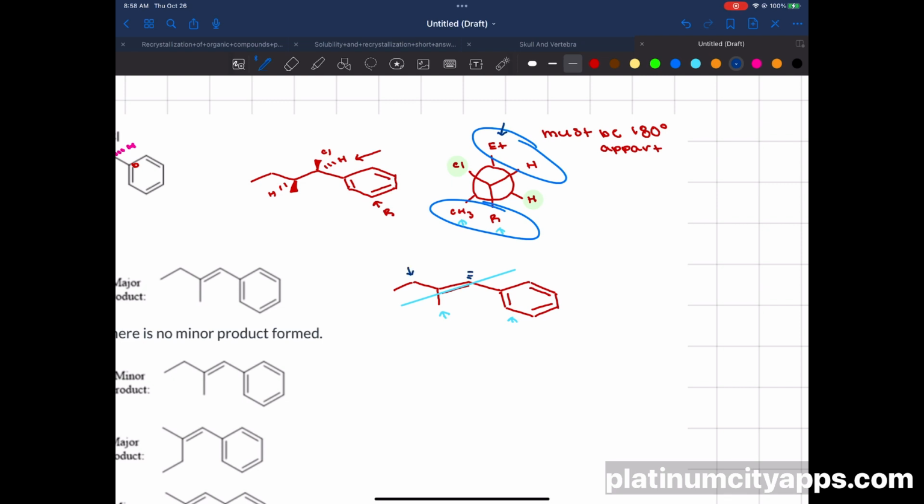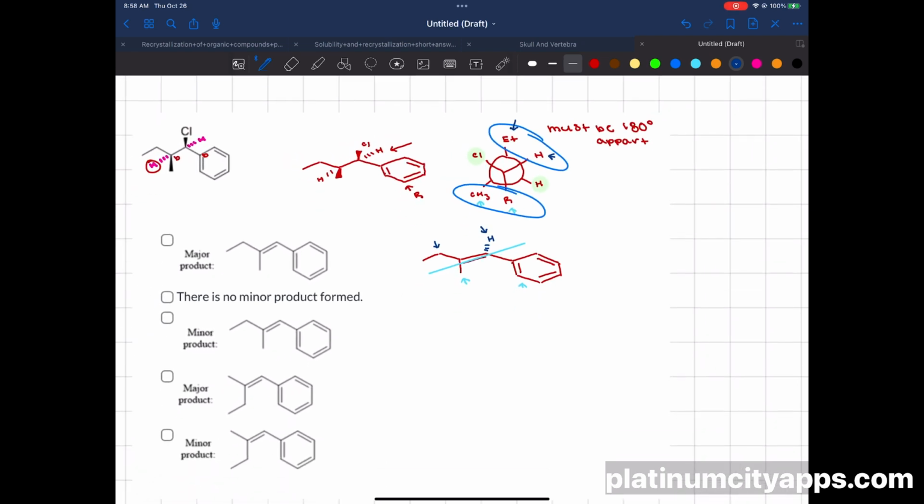And this is obviously going to be the major product that's right next to it where it says major product. But because there's only one beta hydrogen, there's only going to be one major product and there will be no minor product formed.